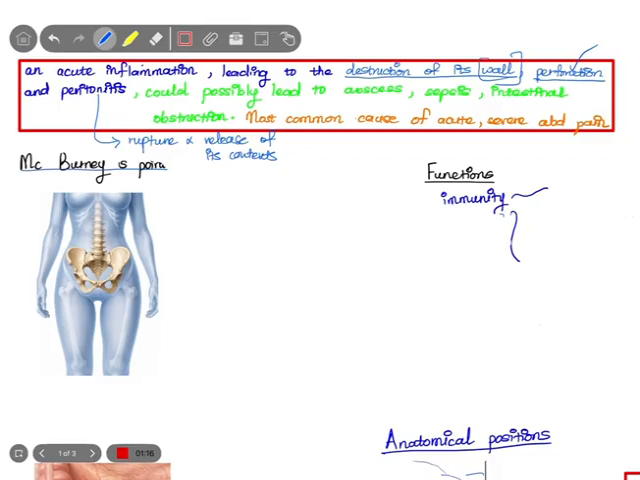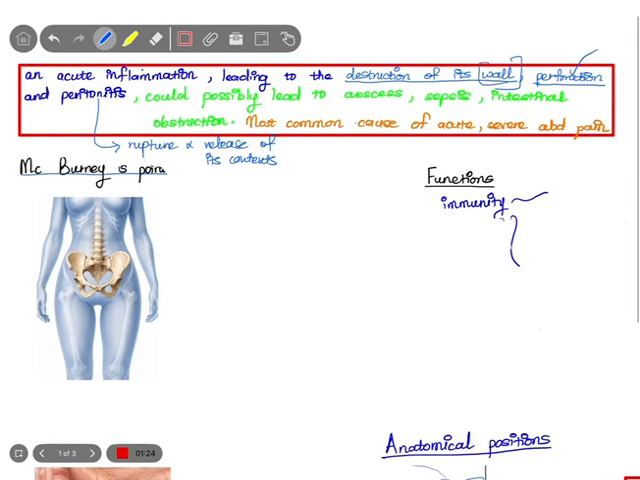Now, this is the most common cause of an acute severe abdominal pain with a frequency of occurrence amongst mostly 20 to 30 years old. Now, this is because in children, the appendix, the lumen rather of the appendix, is usually wide, and this lessens the chances of obstruction. While in old people, the lumen of the appendix is mostly obliterated.